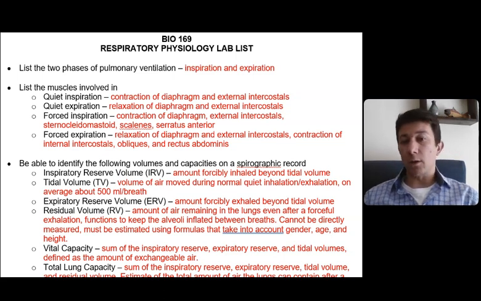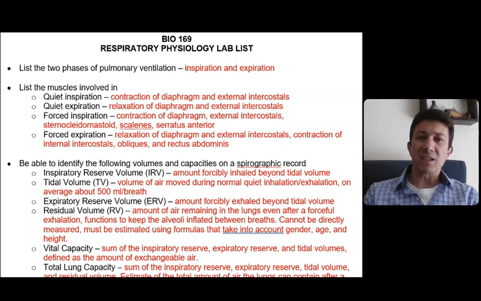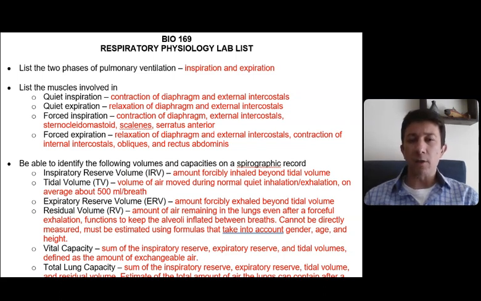Now, forced expiration, on the other hand, does involve relaxation of the diaphragm and the external intercostal muscles, but it also involves contraction of other muscle groups that help to compress the thoracic cage and decrease that volume in order to create that pressure change that forces the air out of the alveoli and out of the lungs themselves. And the contraction of those muscles include the internal intercostal muscles, which are small muscles that are between the ribs that, when they contract, help to pull the ribs downward.